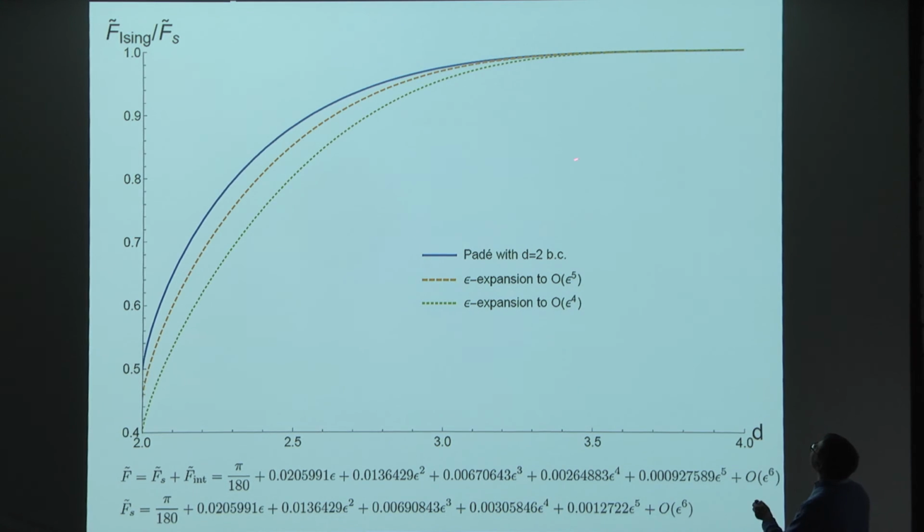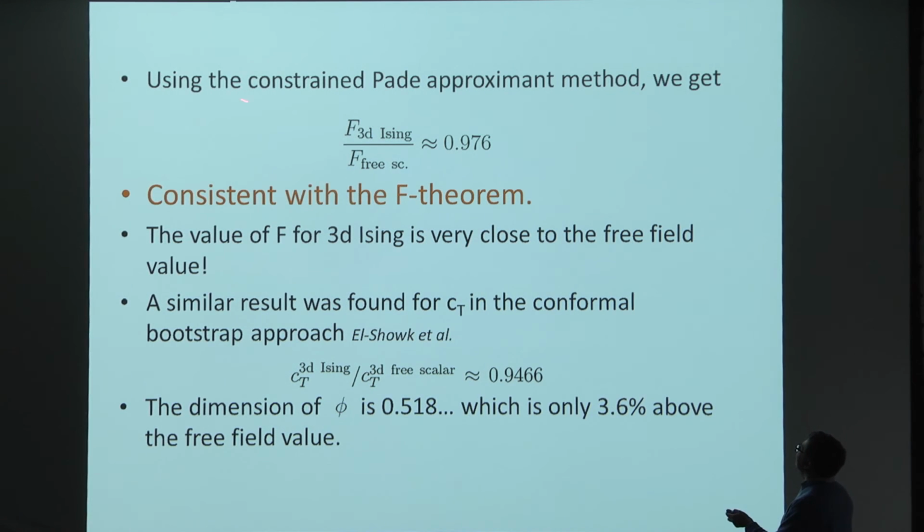So you construct this plot, and it really dips from near 1 to exactly 1/2. This is F over F of the free scalar. And then you check what it is doing in 3 dimensions, and it's still amazingly close to 1. You find that F of the 3D Ising model to F of the free field is only 2% off. So it obeys the F theorem, but the F theorem just tells you this has to be smaller than 1, and this happens to be extremely close to 1.